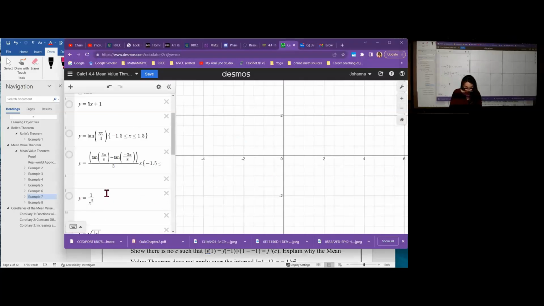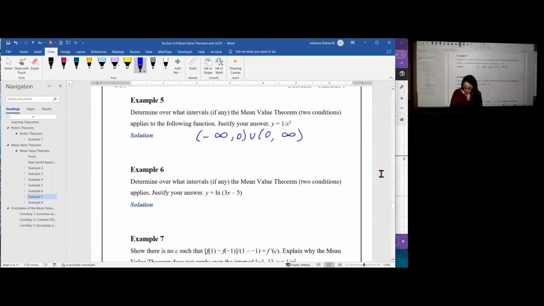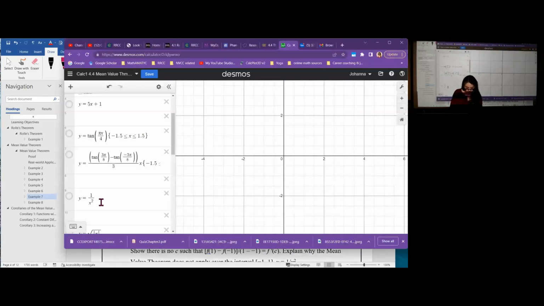If we look at the graph, oops, looks like I've got the wrong one graphed there. It's supposed to be x cubed. Let me replace that with a cube.